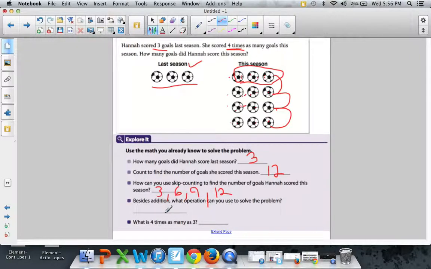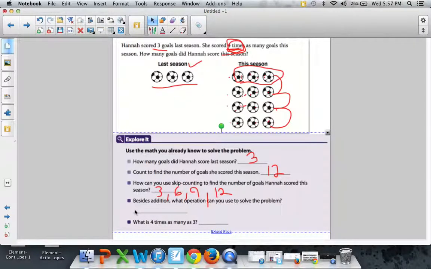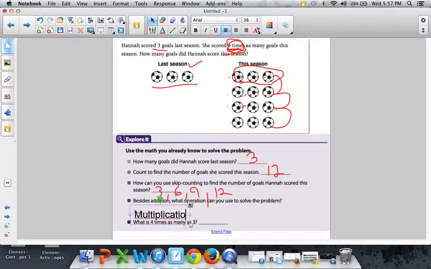Besides addition, what operation can you use to solve the problem? Oh, I don't know. Times, times, times. What is that? You know what it is. It's multiplication. So yeah, we can use multiplication. And finally, what is 4 times as many as 3? 12.